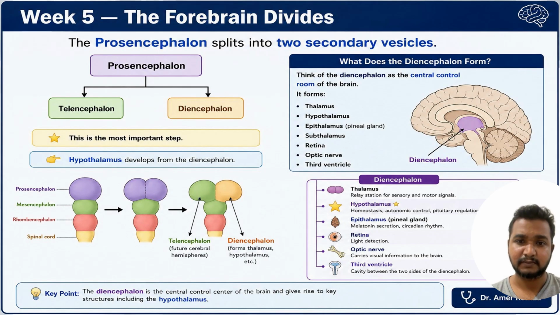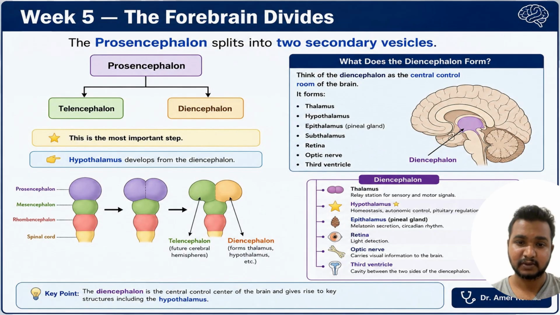Now let's look at the diencephalon. The diencephalon forms the central part of the forebrain and gives rise to several extremely important structures. These include the thalamus, which acts as the major relay station for sensory information, the hypothalamus, which maintains homeostasis by regulating body temperature, hunger, thirst, sleep, autonomic functions, and endocrine activity, the epithalamus, which contains the pineal gland, the subthalamus, the retina and optic nerve, which are embryological extensions of the brain, and the third ventricle, which lies within the diencephalon.